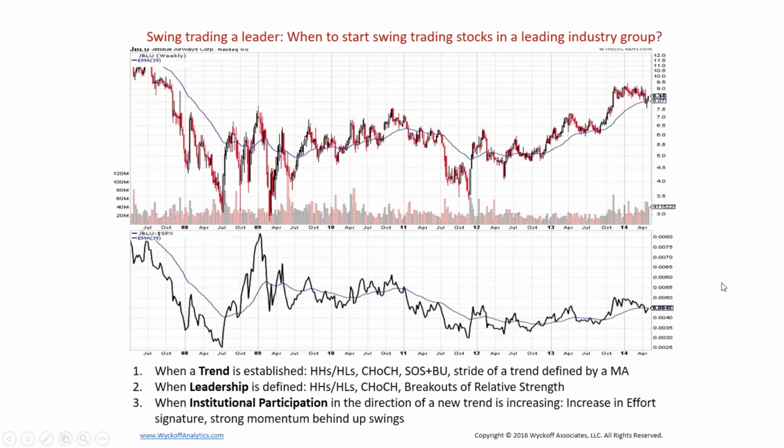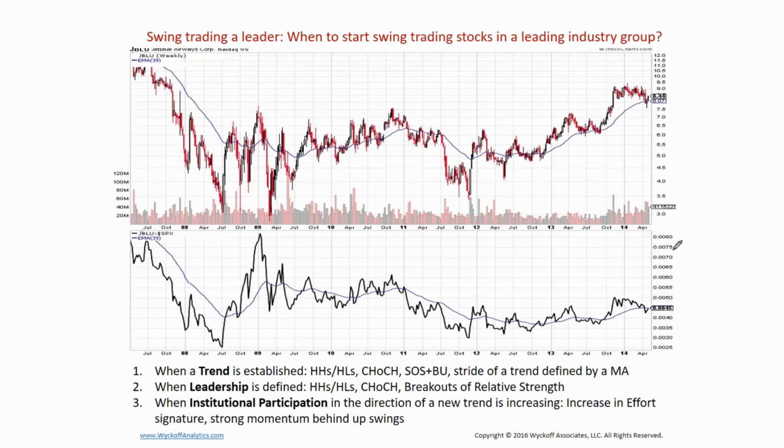So where or when would we be considering swing trading a stock in the leading industry group? Obviously, we want to make sure that the group is outperforming other groups or the market in general. We also want to understand which stock is the leader in that group, identifying that leader, because all other stocks are going to perform in line with that leadership. It's going to mimic that leadership, and it's going to follow that leadership.